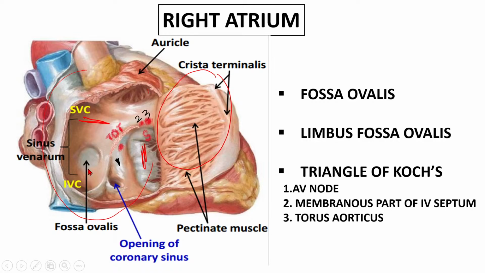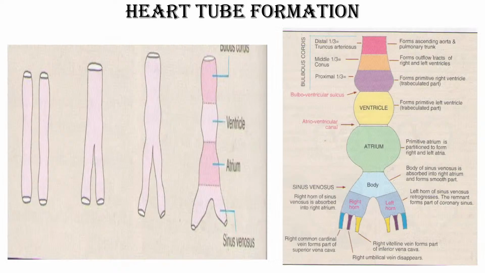On the interatrial septum we have marked the fossa ovalis and the limbus fossa ovalis along with the Koch's triangle, and all the openings. We must remember that they are in the smooth part of the right atrium, which is in the posterior part of the right atrium. Now, we will discuss how these two parts of the right atrium develop embryologically.